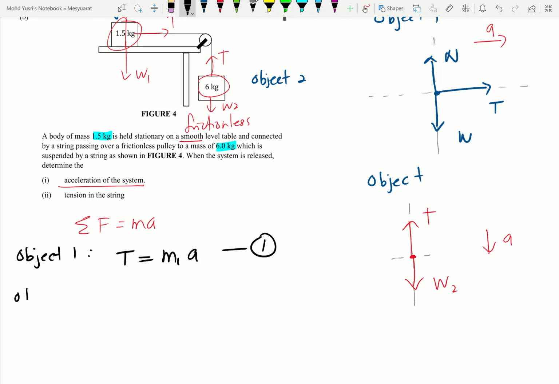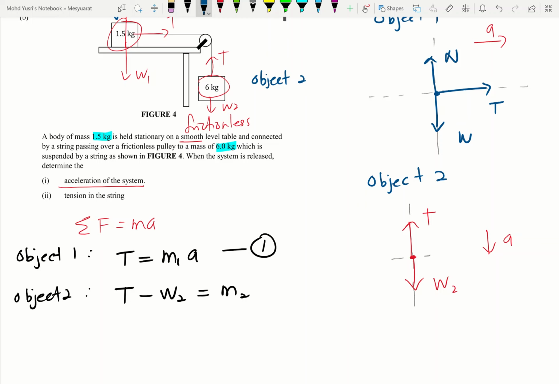Now from object 2, we need to look at the y component, because the acceleration is in the y component. The forces in the y component are T minus W2, which is equal to M2, because this is object 2, times A. And A here is downwards. So when downwards, it is negative, so negative A.